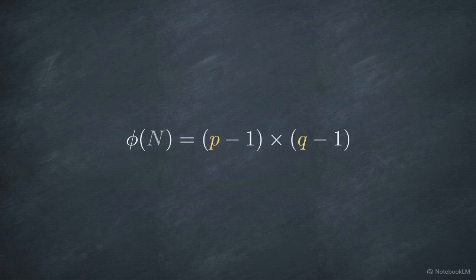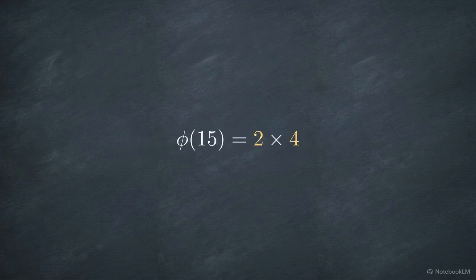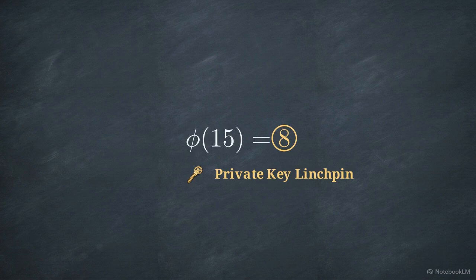Applying this logic back to our RSA variables, we use a distinct shortcut. The totient of two multiplied primes is simply p minus 1 times q minus 1. For our exam variables, that means multiplying 2 by 4, giving us a hidden totient value of 8. This 8 is the linchpin to generate the private key, inaccessible without the original prime factors.